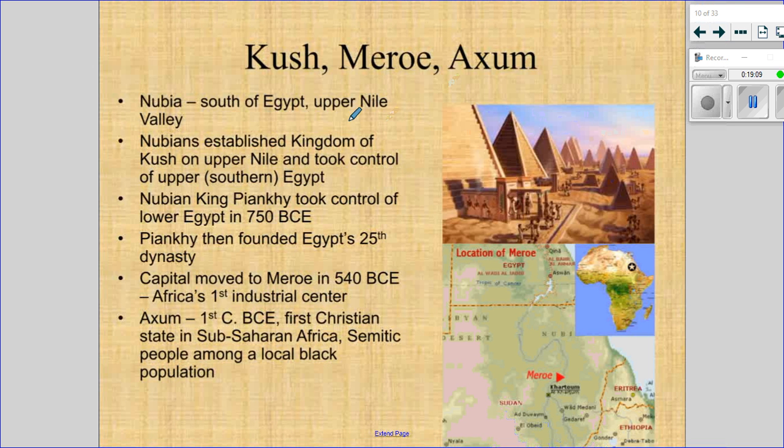Okay, so some other civilizations that you need to know about in relation to ancient Africa: Kush, Meroe, and Aksum.